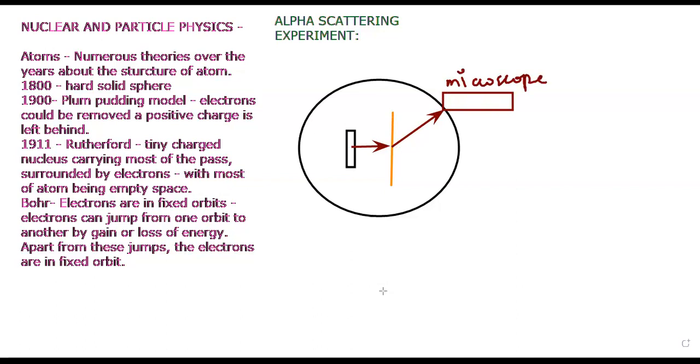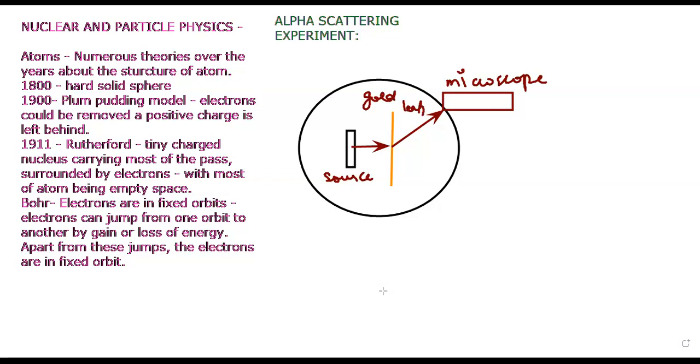I'm so sorry. I think I said the source is for electrons. It was not for electrons. It was for alpha particles. So you had a source, and the source was for alpha particles. I don't know why I said electrons. And then you had the gold leaf or the gold foil. Okay.